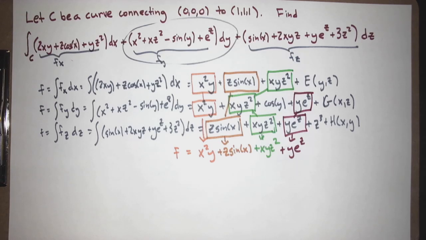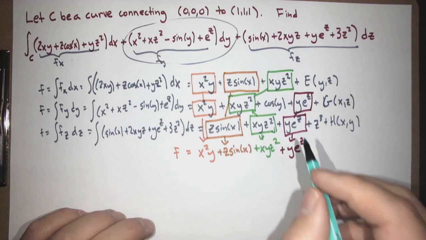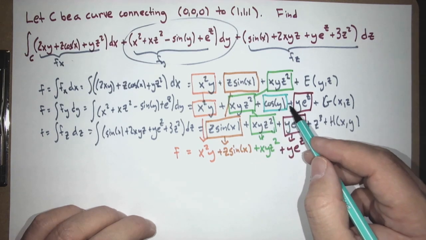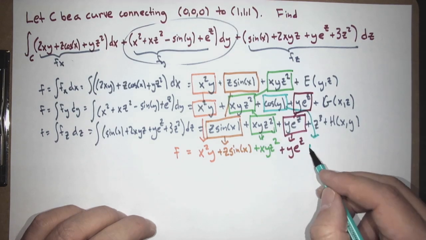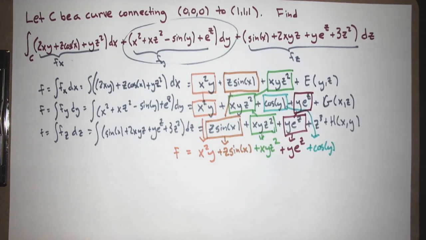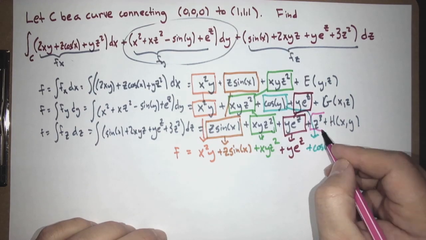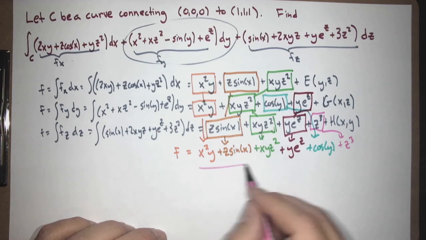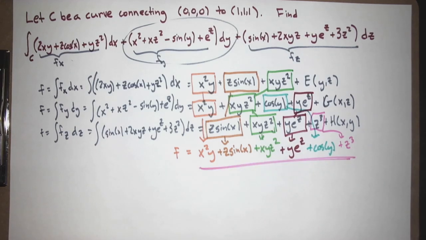And we've almost finished building our function. What's left for us to add? Yeah, the cosine y, which didn't have anything except y. Anything else? And the z cubed. And let's see, I'm almost running out of colors. Not quite. Good. Now, is this our potential function?